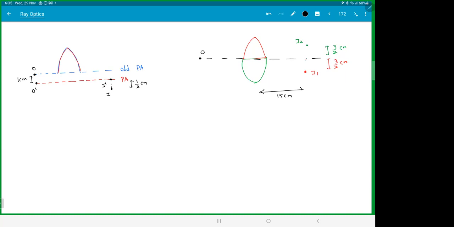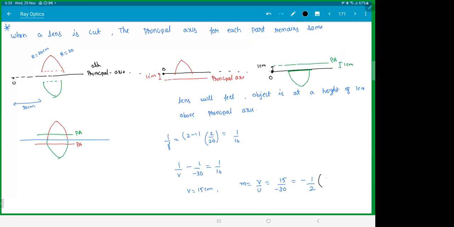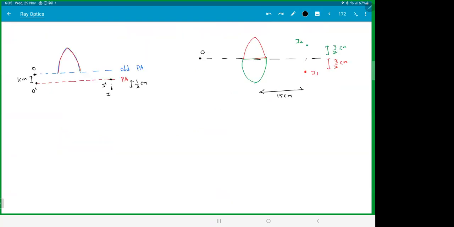The magnification half is from the new principal axis. It's not from the old principal axis. Most people will write half from here. Be careful. So the distance will be half centimeters below the new principal axis. Please check this out. That itself is a pretty good question. Find the distance between the images. I hope this was clear. Please ask me if you're confused. Magnification minus half, meaning, remember, this is from the new principal axis. That's it. You just have to be careful with that old and the new thing.